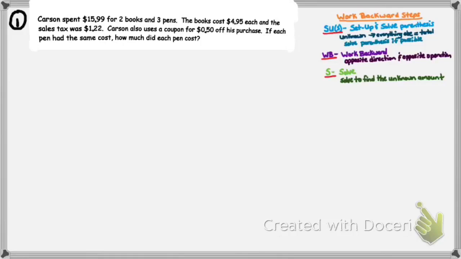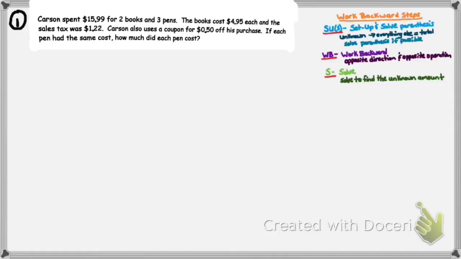Example number 1 says Carson spent $15.99 for 2 books and 3 pens. The books cost $4.95 each, and the sales tax was $1.22. Carson also used a coupon for 50 cents off his purchase. If each pen had the same cost, how much did each pen cost? Well, this is going to be a work backward strategy because they give me lots of information and a total amount that I spent, and they're asking me for one specific part of that.